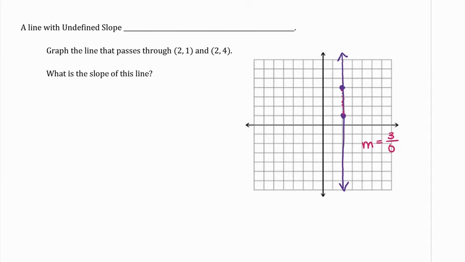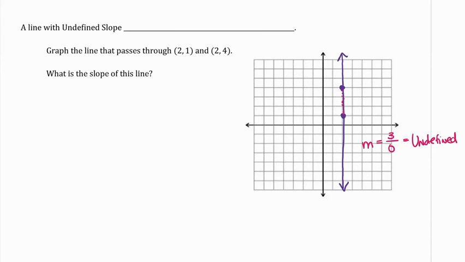Now, at this time, I've got 3 divided by 0. Am I allowed to do that? No, you cannot divide anything by 0. So we don't get a number for our slope. 3 divided by 0, that's undefined. It doesn't work, right? So we've got an undefined slope here.